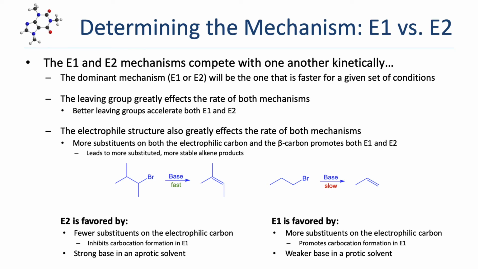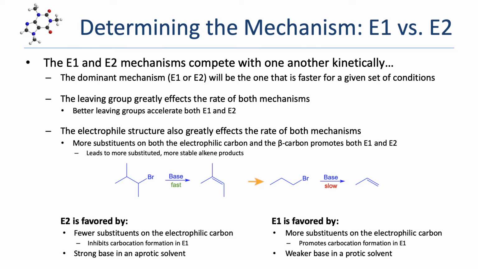Unlike substitution, elimination involves the reaction of two carbon atoms, the electrophilic carbon attached to the leaving group and the beta carbon, from which a hydrogen is removed. It turns out that more substituents on both the electrophilic carbon and the beta carbon promote both E1 and E2. That's because additional substituents lead to more highly substituted alkene products, and a more highly substituted alkene is a more stable alkene. So in this first example, the leaving group, bromine, is attached to a secondary carbon, and the beta hydrogen is attached to a tertiary carbon. In this case, elimination would form a trisubstituted alkene.